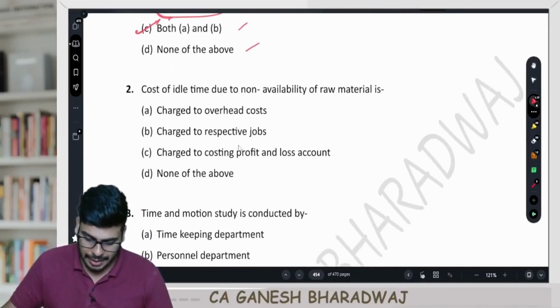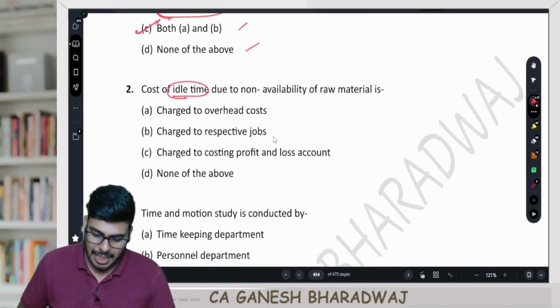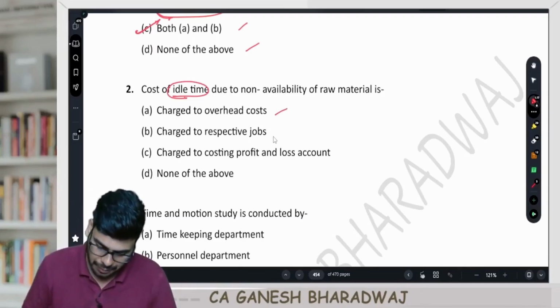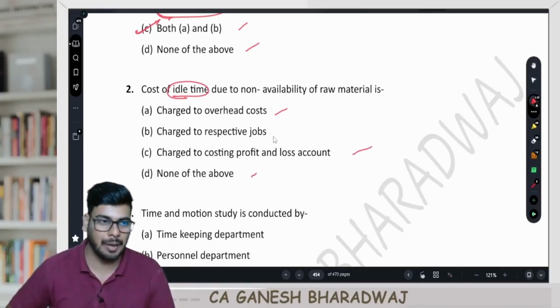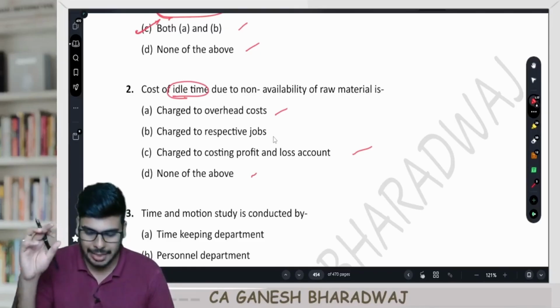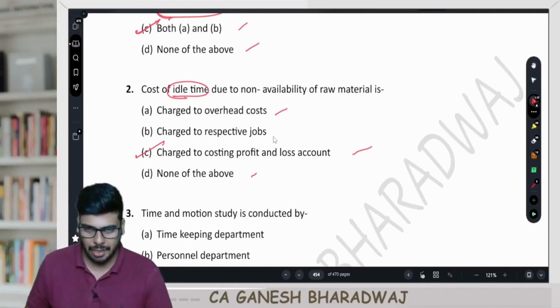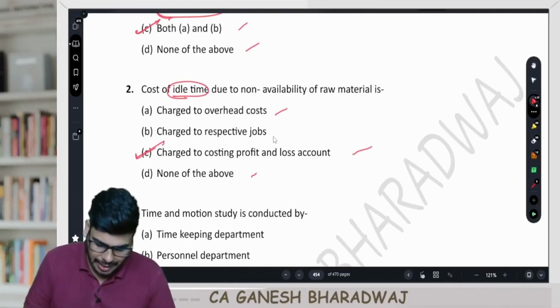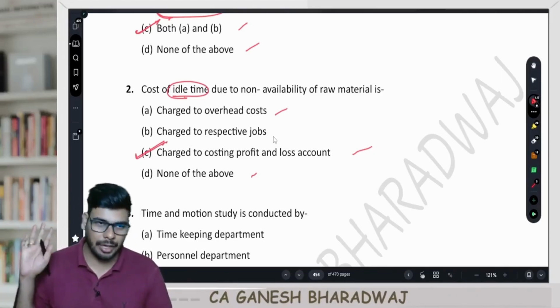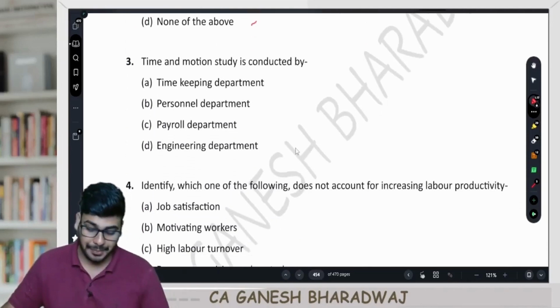The cost of idle time due to non-availability of raw material is charged to overheads, respective jobs, costing P&L, none of the above. Again, here it's about the treatment. The correct answer is that it is charged to costing P&L account. You just mark it as C. The logic we will see later. For the time being, just mark it as C because this comes in treatment of losses, which we'll be doing. Next.